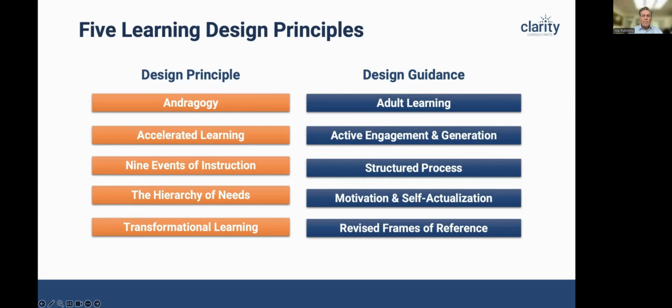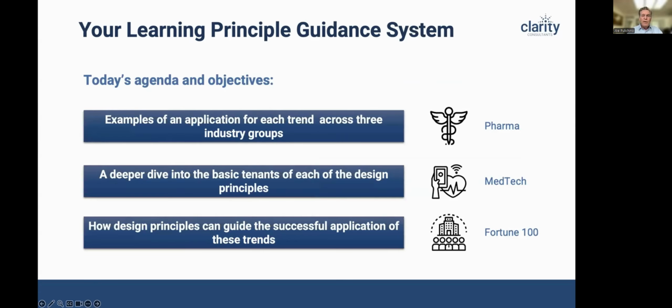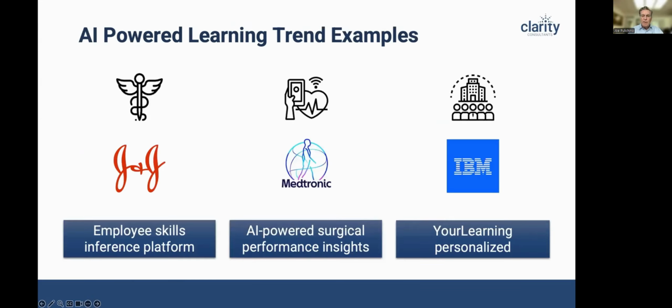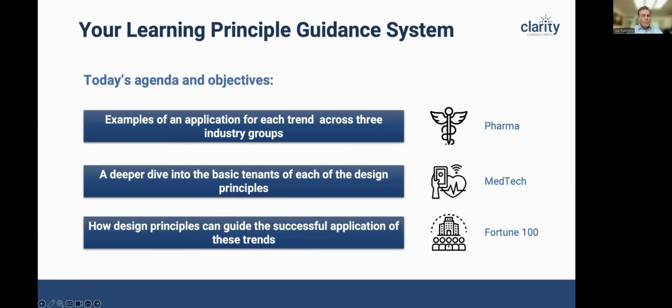Let's check it out. Here's our approach. We'll take each trend and pair it with the learning principles. For each pairing, we'll follow a 3-step process. First, we'll see real examples from pharmaceutical, medtech, and Fortune 100 companies who've done this well. Then we'll dive deeper into the learning principle itself, understanding why and how they work. Finally, we'll look at how that principle guides better implementation of the trend. By the end, you'll have a framework for evaluating any learning trend strategically, knowing which principles to apply and how to avoid common implementation pitfalls.